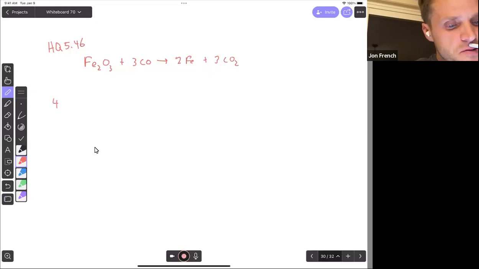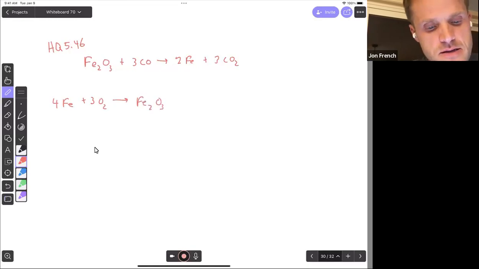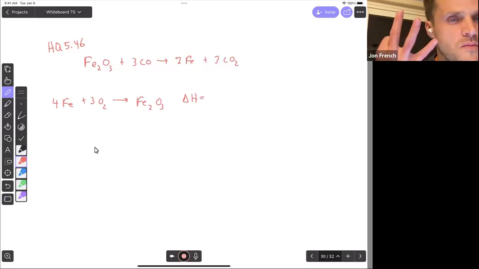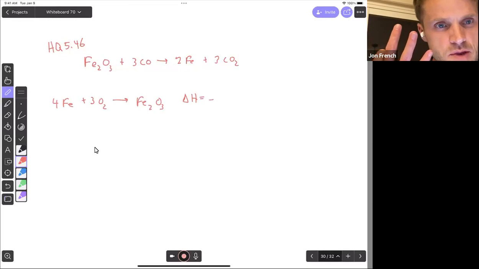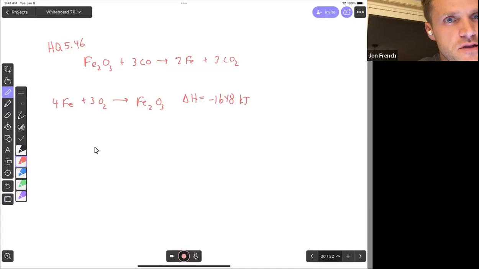All right, so for question 46 from the homework, we're looking for iron(III) oxide reacts with carbon monoxide to produce elemental iron and carbon dioxide. And they give us these two reactions, right? 4 Fe react with 3 O2 to form Fe2O3, and the delta H for that is negative 1648 kilojoules. I would say 3 significant figures for question 44.